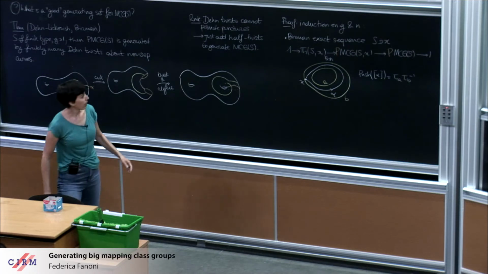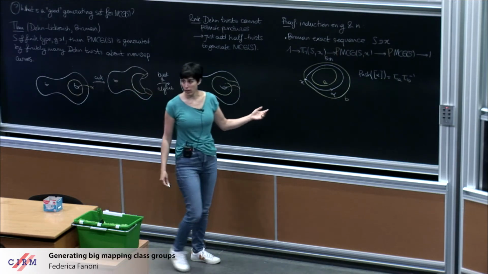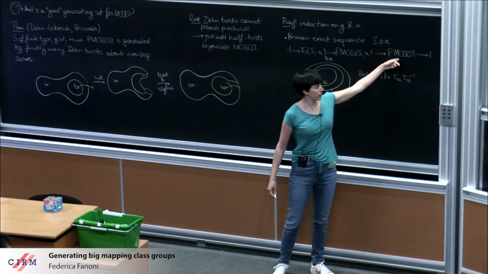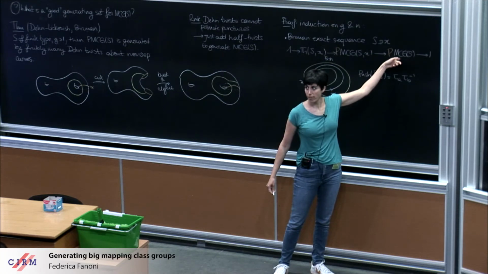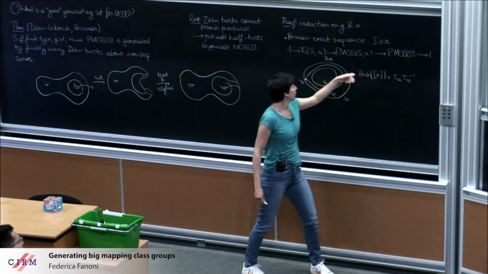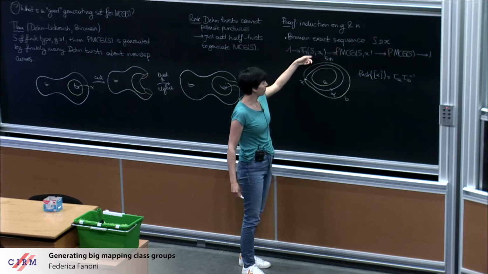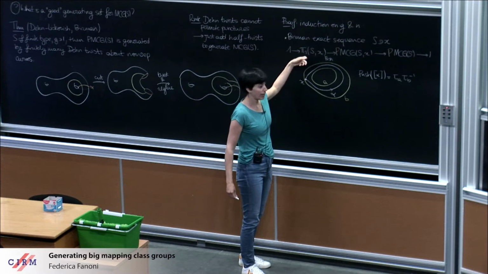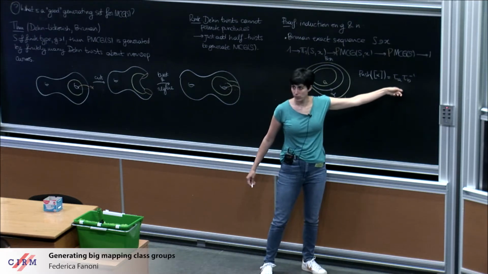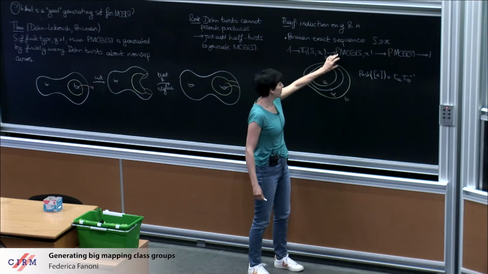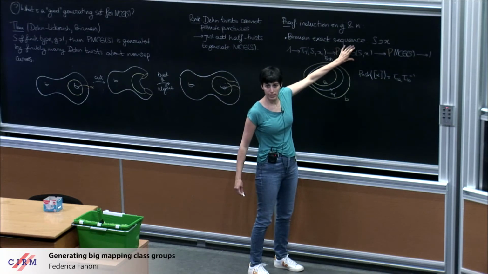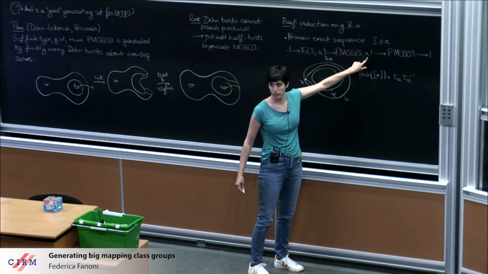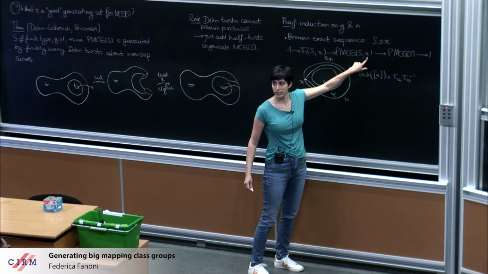So how do I do induction on the number of punctures? Here I assume that I know that this is generated by finitely many Dehn twists. Here I can show that it's generated, so it's enough to look at finitely many loops, and this is going to give me finitely many Dehn twists through this map. So I can get finitely many Dehn twists for this thing where I've added a puncture. So this gives me the induction on n. Make some sense?